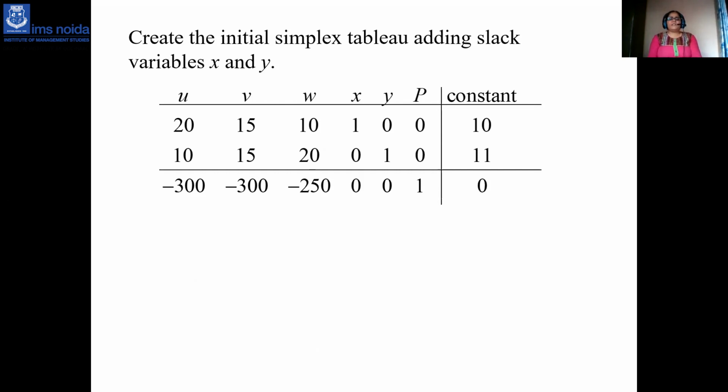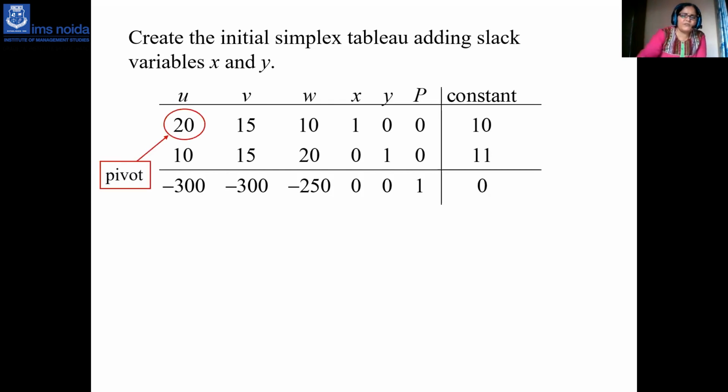So you can see the z values at the last row, the third row: minus 300, minus 300, minus 250. So you are getting the same value. So you can arbitrarily choose any column as your pivot column. In the minus 300 column, you can choose either the u row or the v row. There is no problem at all. You can choose it arbitrarily.